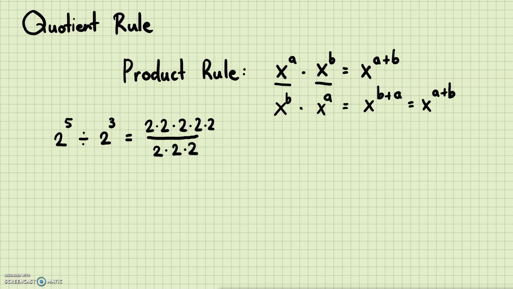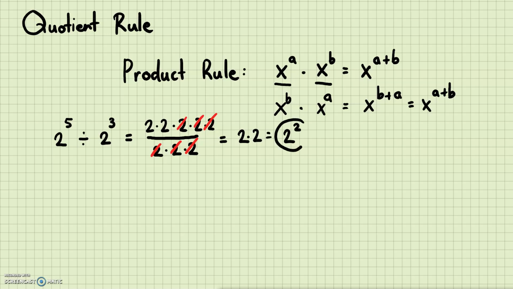Now from elementary school, we know that if we have the same term being multiplied in both the numerator and the denominator, we can cancel those. So we can cancel a pair of 2's here, another pair of 2's here, and another pair of 2's here. And that is going to equal 2 times 2, or 2 squared.